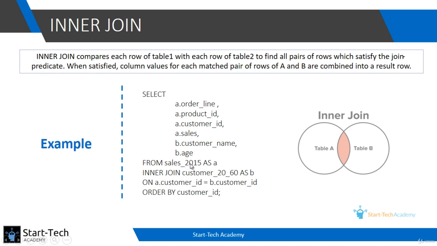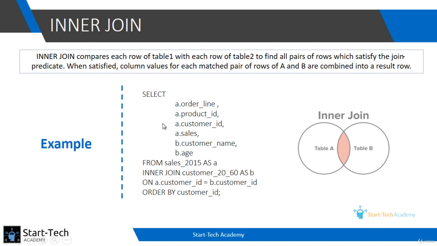If you remember, we assigned aliases to column names in the video titled as. We are using the same as keyword to now provide alias to a table, such as sales 2015 has been given alias of A, and customer 2060 has been given an alias of B. So when I am writing these names, I can either write sales underscore 2015 dot order underscore line, and then sales underscore 2015 dot product underscore id every time, or I can just provide a short alias of a and write a dot order line comma a dot product id, and so on.